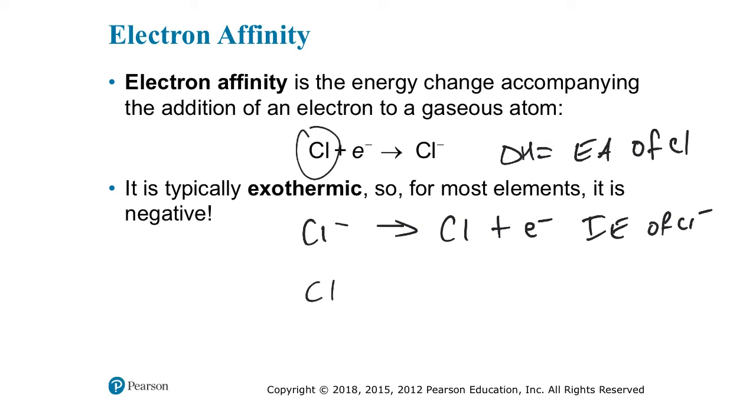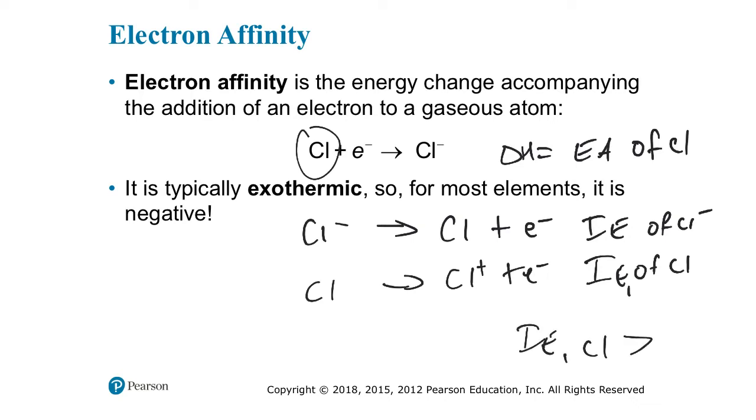You can contrast that this is a different amount of energy than the energy it takes to go from chlorine to Cl+ plus an electron. This would be the IE1 of Cl. And now you can compare: the IE1 of Cl should be greater than the IE of Cl-. It's going to be easier to remove this extra electron from chloride than it would be to remove one more electron from neutral chlorine.